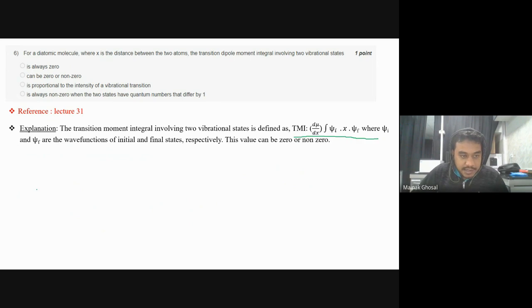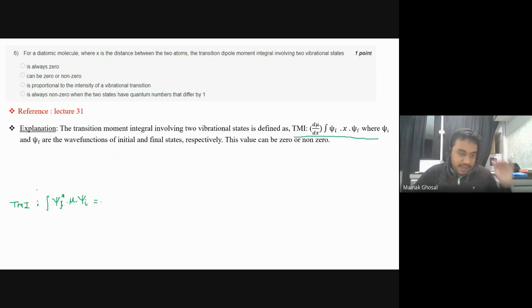So I am writing it: transition moment integral. This is a very important thing that I need to discuss whenever I am taking these lectures. When you are going to find psi f star mu psi i, suppose there is a transition from psi i to psi f and you want to know if this transition is feasible or not, then you need to calculate this transition moment integral.